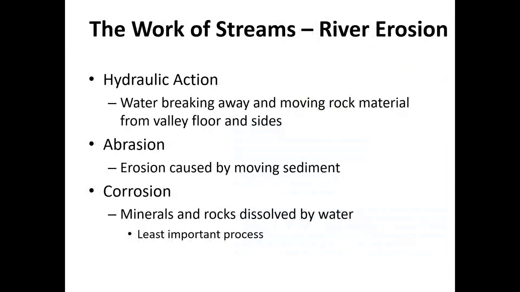So when streams push larger sediments downriver, they have something called hydraulic action, abrasion, and corrosion. Hydraulic action is water breaking up and moving rock and material down a river towards a valley floor. Abrasion is erosion caused by moving sediments. So if you have a small piece of rock bouncing along the bottom of a river, and that forces other rocks to become loose, that would be abrasion. And corrosion is minerals and rocks that are dissolved by the water. That's not as important as hydraulic action or abrasion.